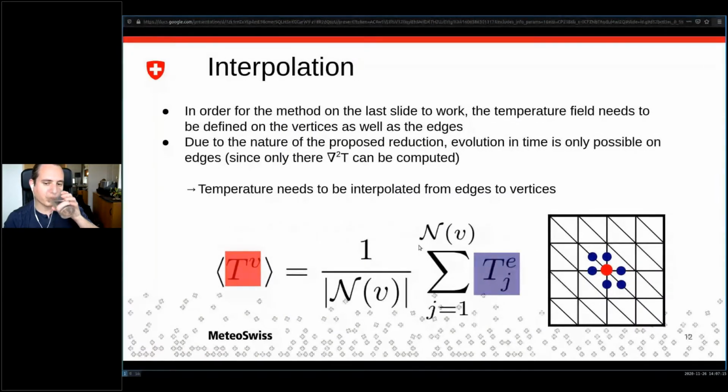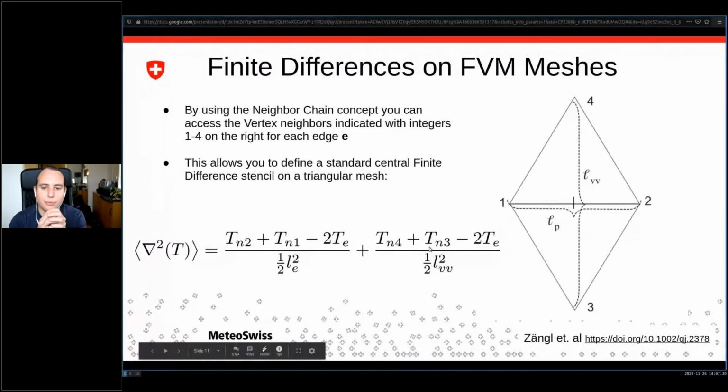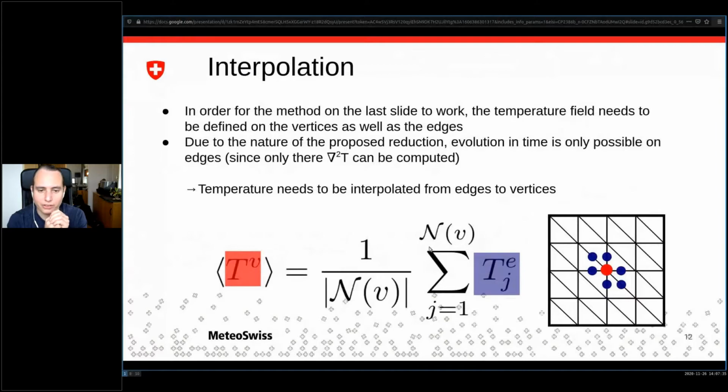Now, if you look at this, you will have noticed that this requires temperature being defined on edges and the temperature being defined on the nodes. So we need to be able to push the temperature from one entity to another. And for this exercise, and I know that's horrible, we are going to do the simplest approach. We're going to do it by averaging.